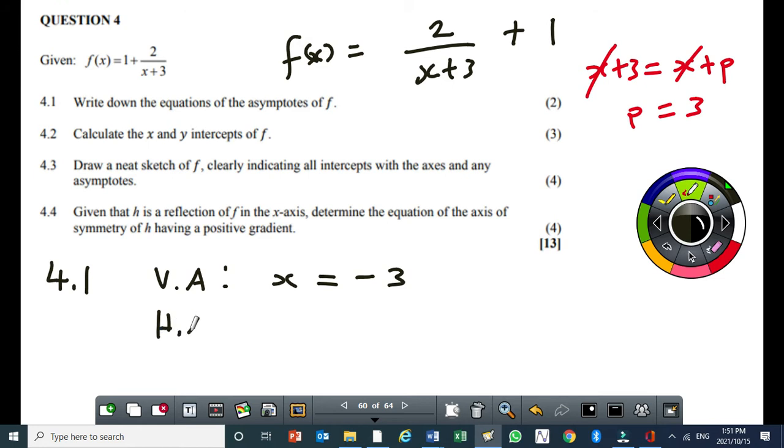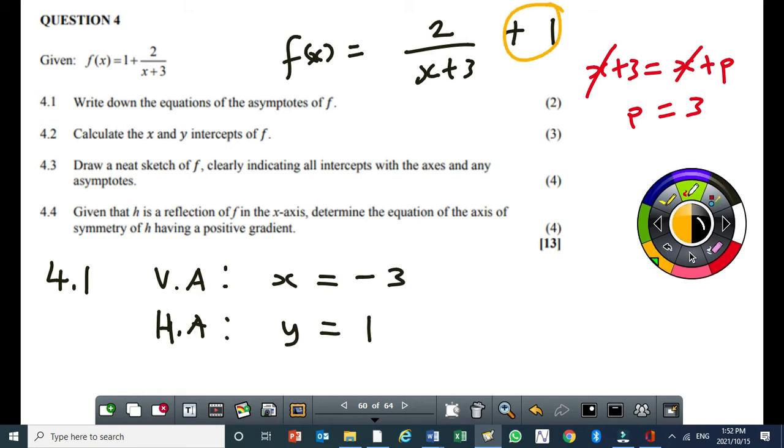The horizontal asymptote is going to be y equal to 1. Okay? It's going to be y equal to 1. Now, the horizontal asymptote is very easy because it's given by this value here.